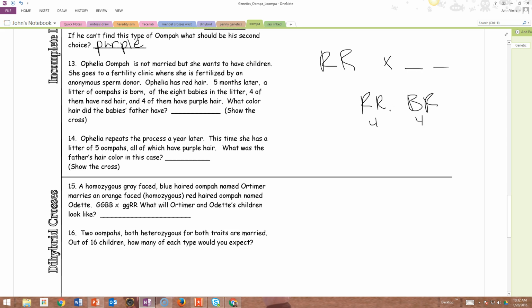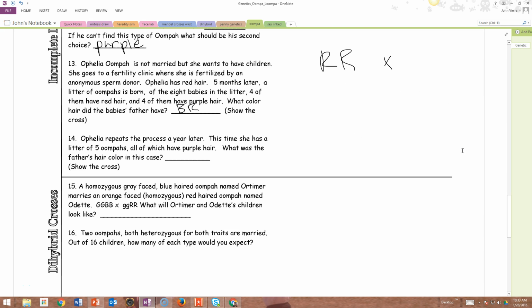What is the father? Okay, if he was blue, is it possible to have a red-haired baby? No. Not at all, right? If he was red, is it possible to have a purple baby? No. So he must be purple. And if you do this Punnett square, you will notice that it is a 50-50 ratio. So what color hair did the baby's father have? He had purple hair.